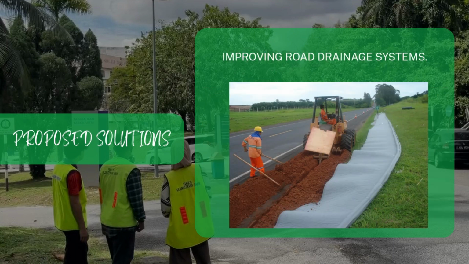The final solution is improving road drainage systems to prevent water ponding and reduce future pavement damage. In conclusion, proper maintenance and rehabilitation in accordance with JKR standards are essential to improve road safety and protect all road users.